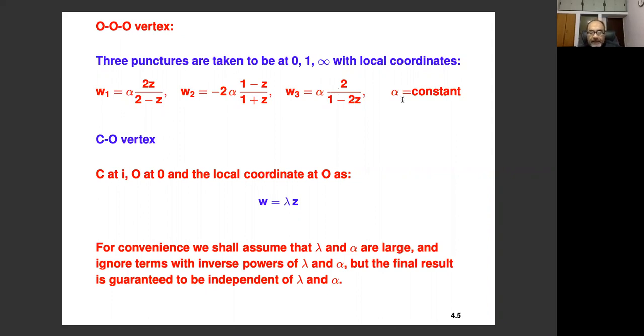Alpha is an arbitrary constant, which we will take to be large, just as we took lambda to be large earlier. But this is just for convenience. Otherwise, there's no restriction. We can work with any alpha that you like.